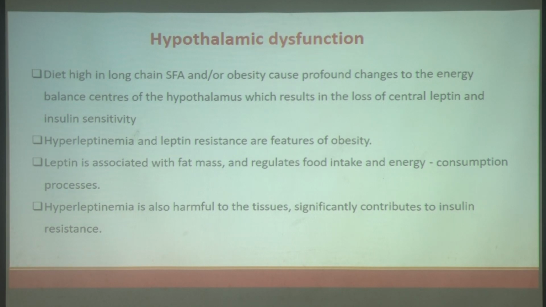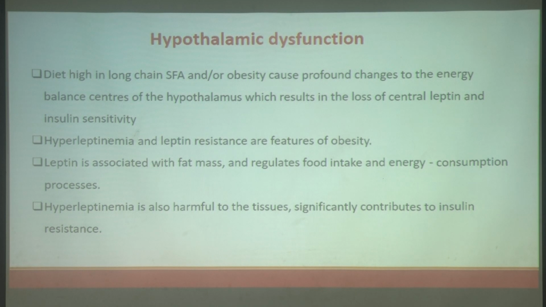And what does this leptin do to our body? It is associated with the fat mass and regulates the food energy intake and energy consumption. This hyperleptinemia is harmful, just like insulin resistance and hyperinsulinemia. Hyperleptinemia is also harmful to our tissues, particularly it can contribute to skeletal resistance. We all know that somebody can develop insulin resistance in the adipocytes, fat tissues, liver, or in the skeletal muscle.